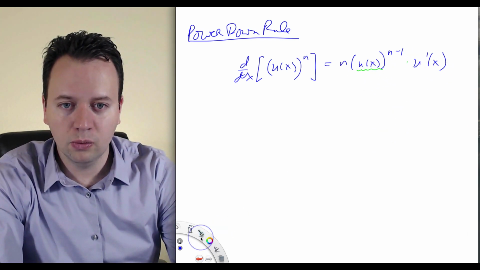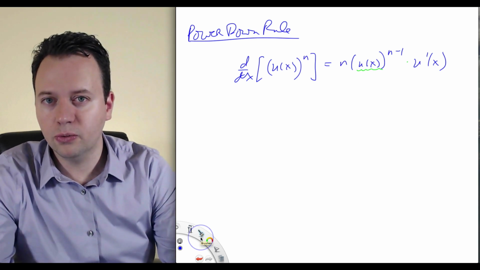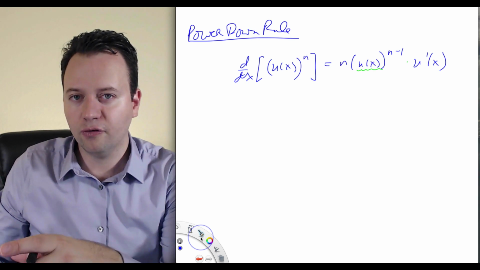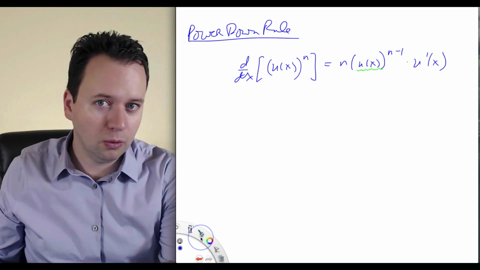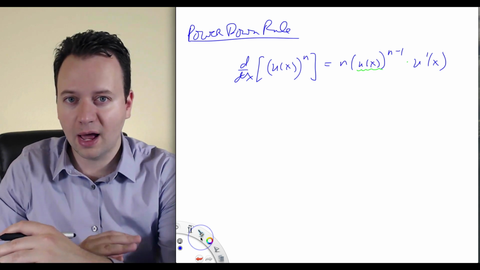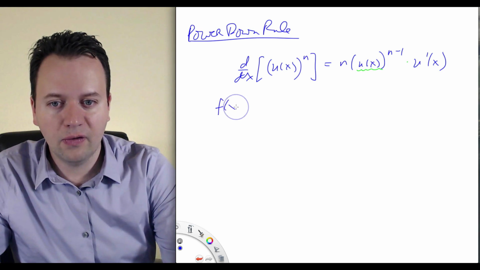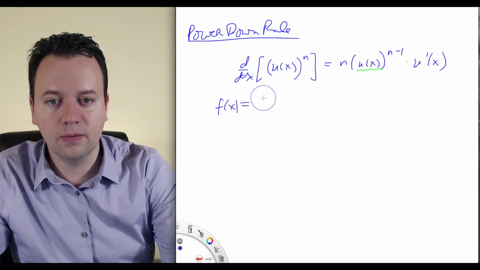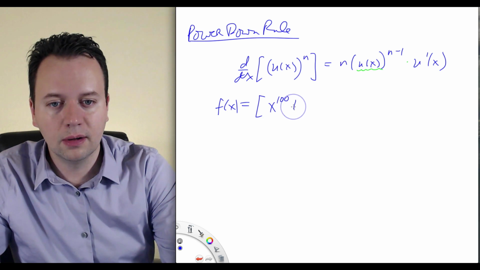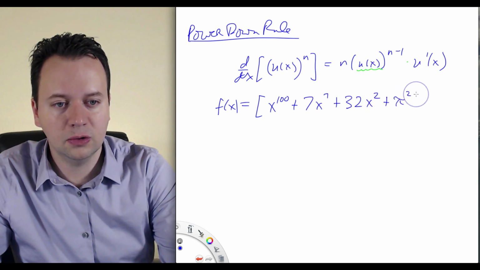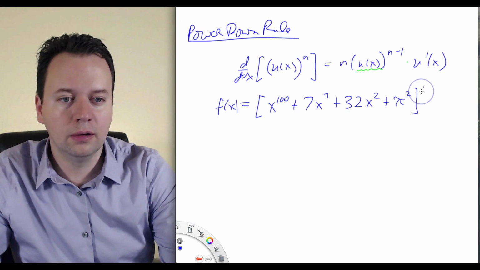So let's see how it works. And why is this true? Well, this is basically the power rule, the derivative of a power function, combined with the chain rule, which we'll talk about later, but the purpose right now is just to introduce how to use the chain rule. So if we have f of x is equal to x to the 100 plus 7x to the 7 plus 32x squared plus pi, squared to the power 100.